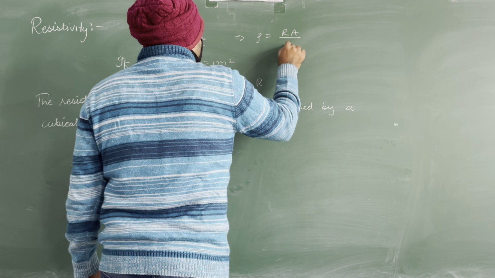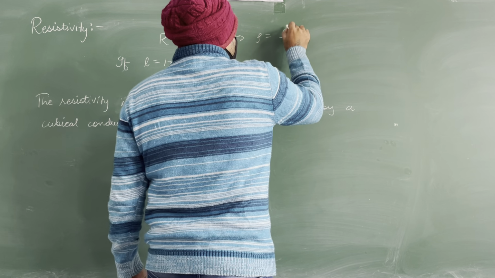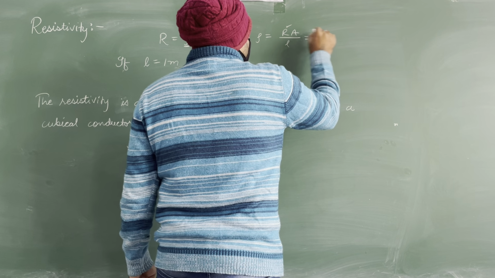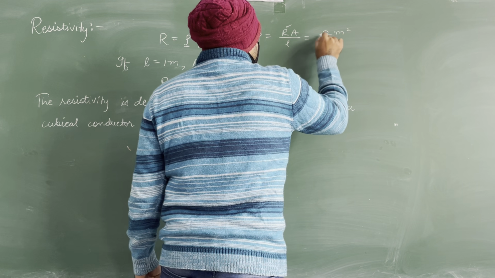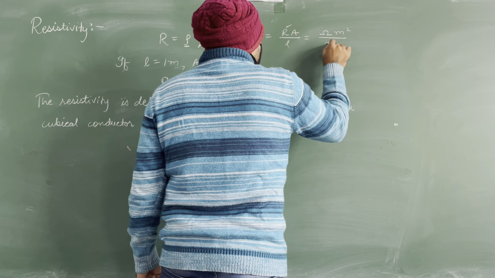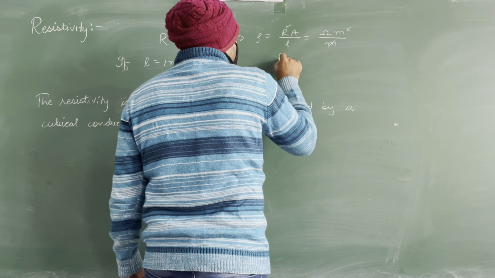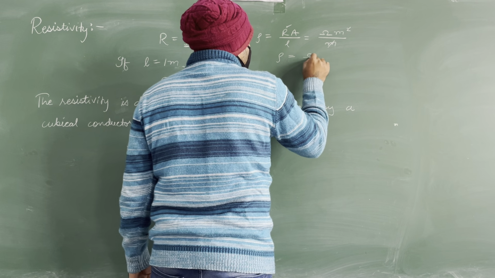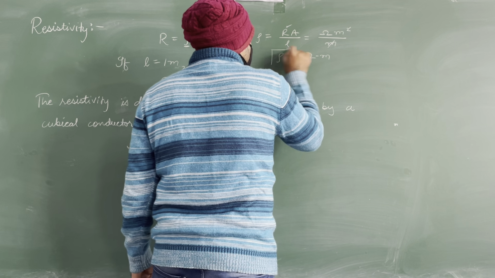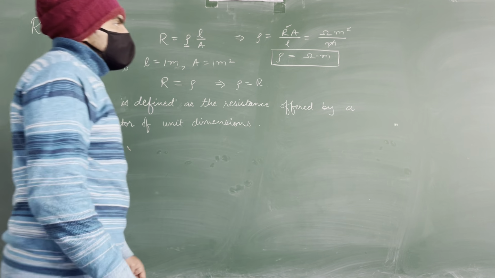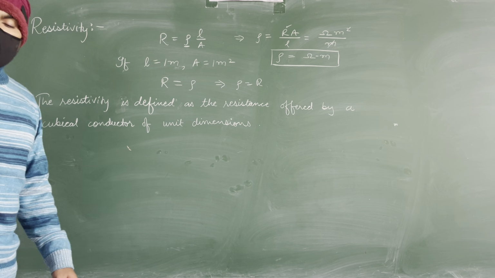From there rho is equal to R A upon L, and we know that the unit for resistance is ohm, for area it is meter square, and for length it is again meter. So resistivity, unit for resistivity is ohm meter. Resistivity has the unit of ohm meter.